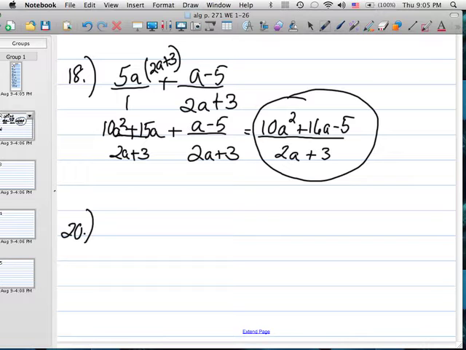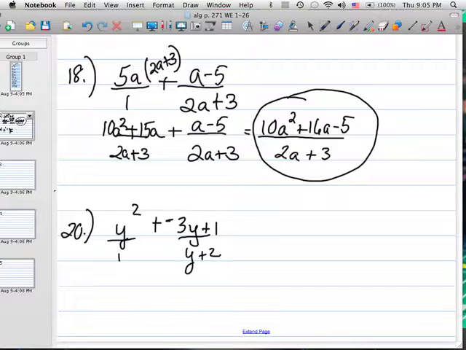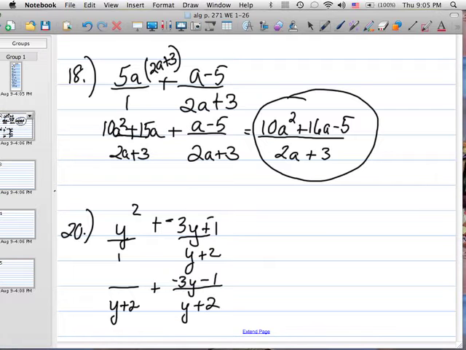Problem number 20, we have y squared minus 3y plus 1 over y plus 2. Putting the y squared over 1, changing this to addition, changing the signs of all the terms after it. Least common denominator is y plus 2. So the second fraction stays the same. In the first fraction, we have to multiply the numerator also by y plus 2.